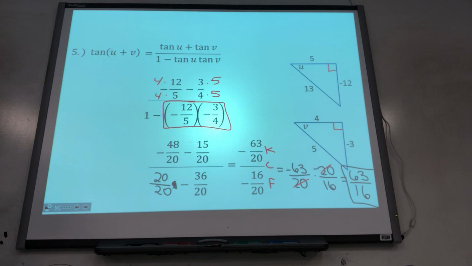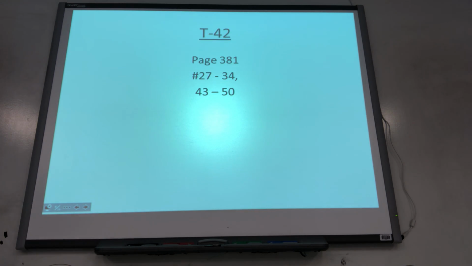Again, two totally different types of problems, but both of them referring back to those formulas. So here's T42 from page 381. You've got a little over 15 minutes left, so that's pretty good. We're going to do 27 to 34, and then 43 to 50. So I'll let you start on that, and then we'll talk a little bit more at the end about our quiz coming up Friday.